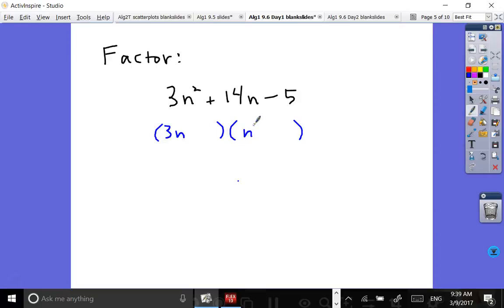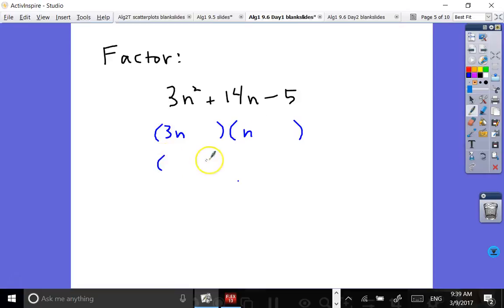Okay, now we've got to think, what are the factors of negative 5? I mean, 5 is a prime number, right? So it's either negative 5 times 1 or positive 5 times negative 1. That's it. But then we have to think of, well, does the negative 5 go here or does it go here, right? So I think we have like 4 possibilities here that we should write out.